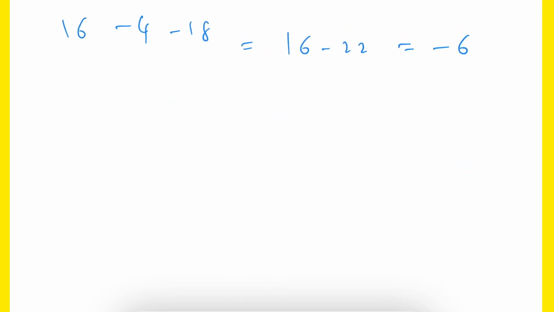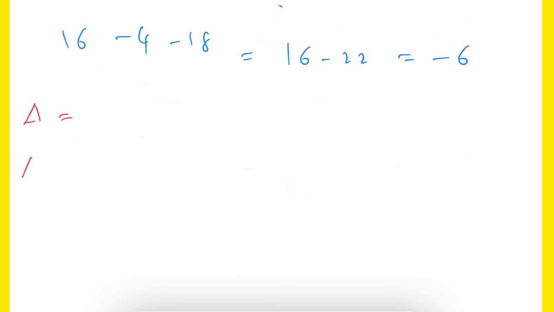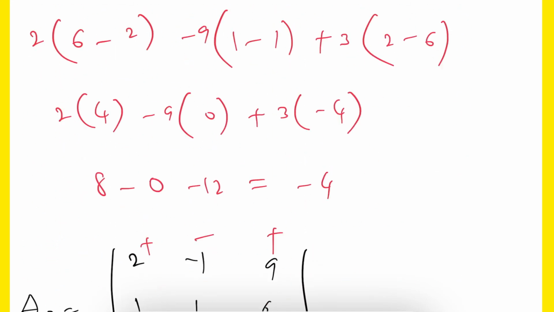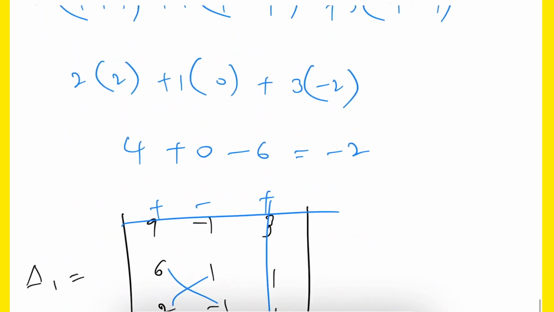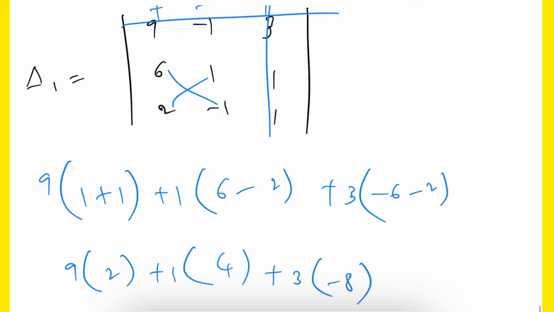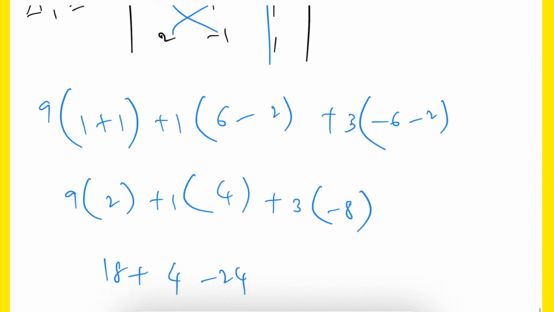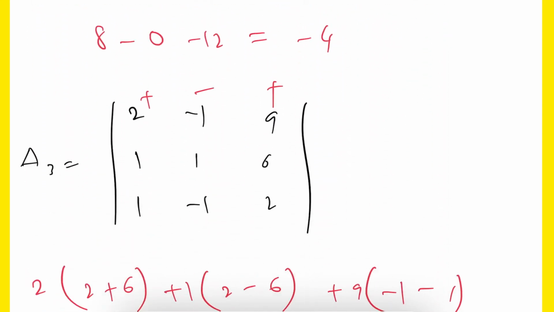So now all together I will write delta value, delta 1 value, delta 2 value and delta 3 value. So from the beginning onwards, delta is minus 2, delta 1 also minus 2, delta 2 is minus 4, delta 3 is minus 6. Wow, very easy to remember. Delta is minus 2, delta 1 also minus 2, delta 2 is minus 4, and delta 3 is minus 6.